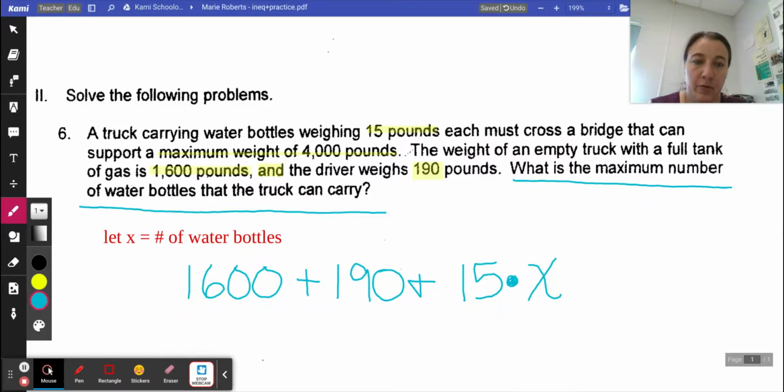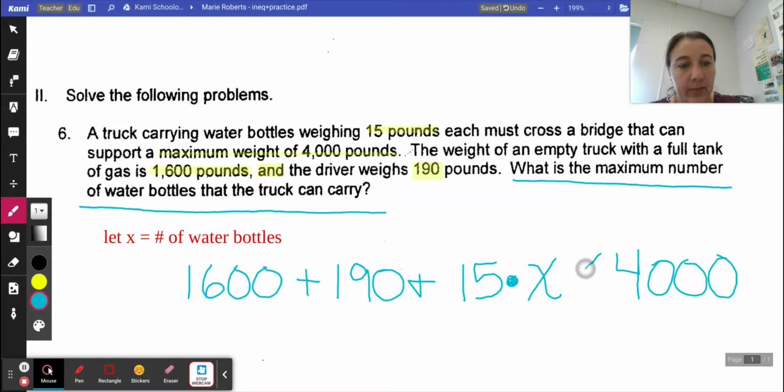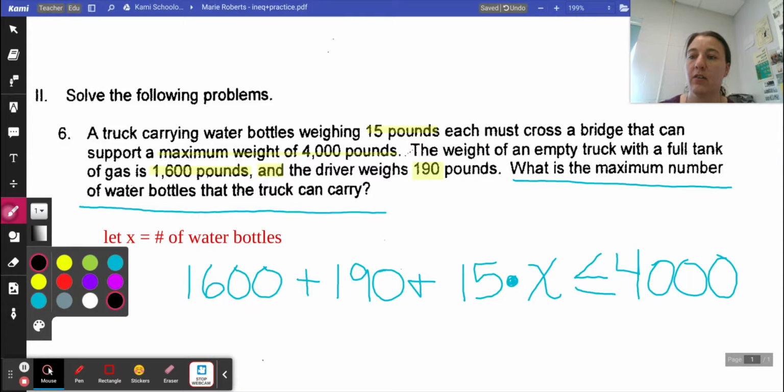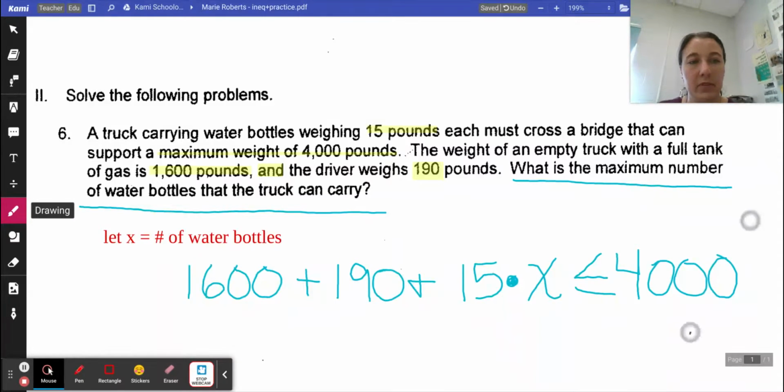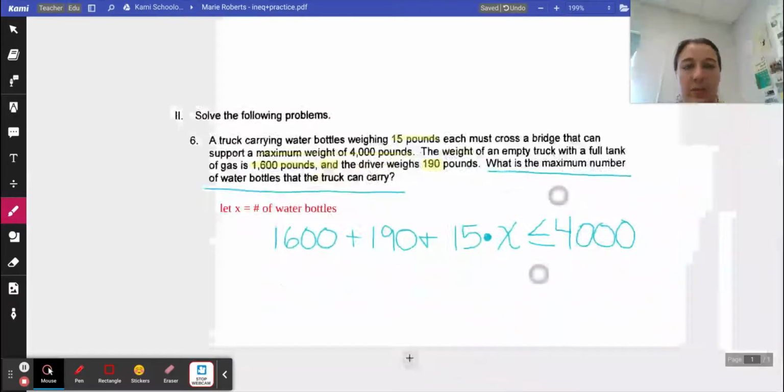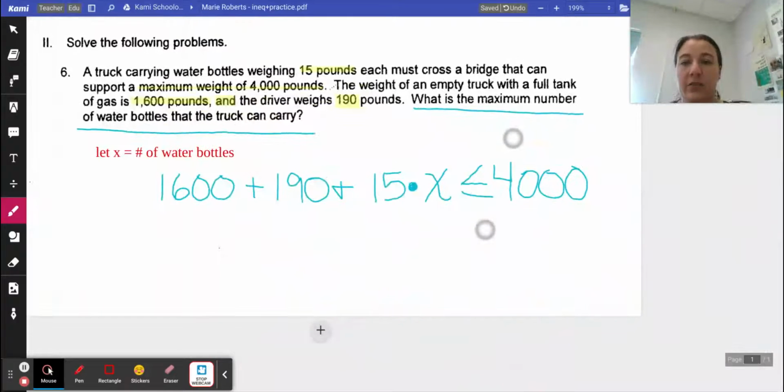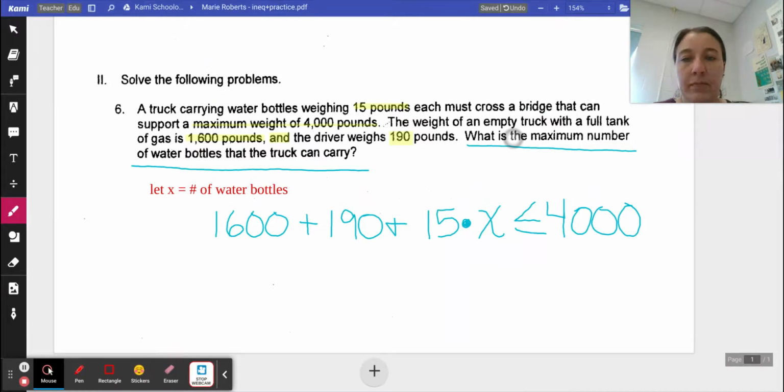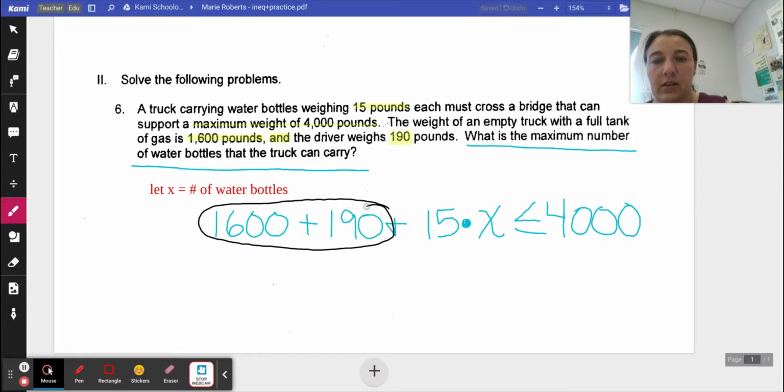And if it's a maximum of 4,000 pounds, can you be 4,000 pounds on the road? You can. Or you gotta be under. What you can't be is over. So we're gonna use a less than or equal to sign for maximum. Now I'm gonna do my solving. Solving is using opposites and using algebra and our properties. But before I solve anything, I like to simplify first. So I could simplify the weight of the truck and the driver into one weight of 1,790.